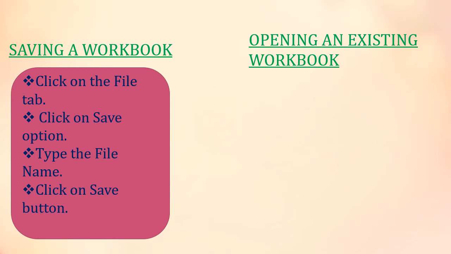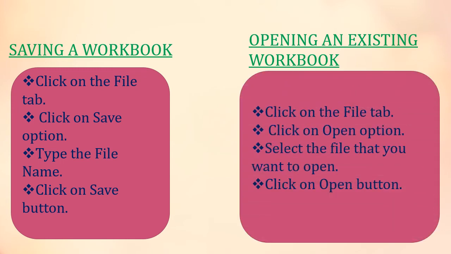Now, how can you open your existing workbook? In order to open an existing workbook, follow the given steps. First of all, click on the File tab, click on the Open option, and then select the file you want to open from the Open dialog box. Clear? And at the last, click on the Open button. Control plus O is the shortcut key which you can use in order to open an existing workbook.